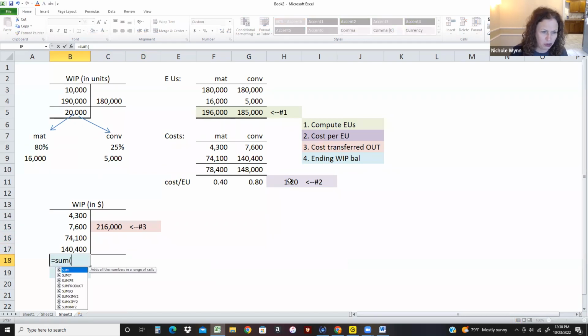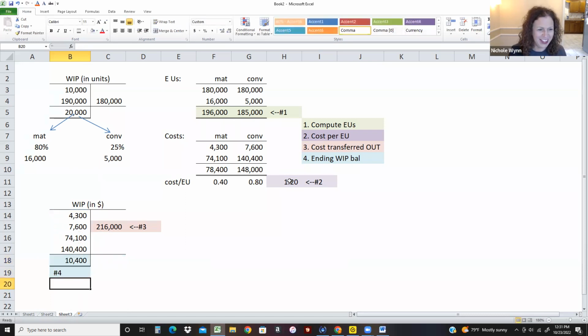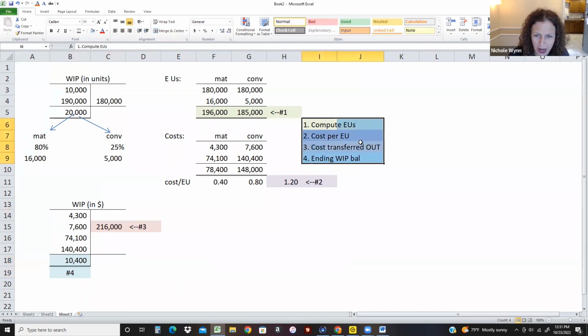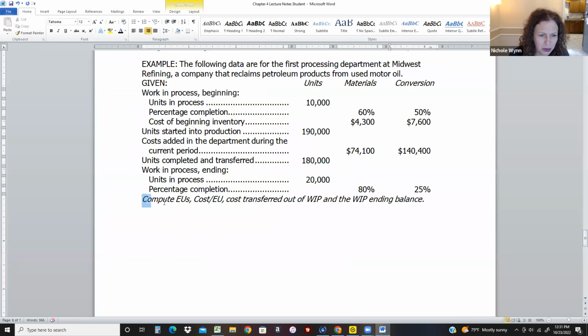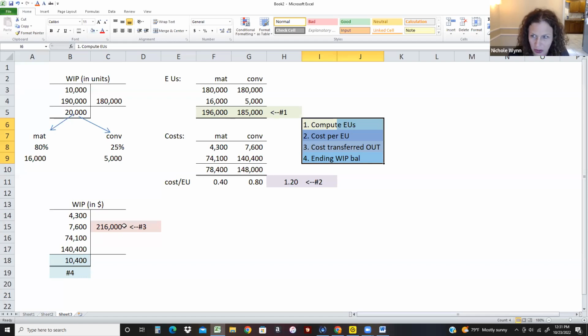And then ending WIP is just a formula, like just a WIP account. So those minus the 216. So 10.4. All right. And that's the answer for number 4. So when I look at this, I found each of my 4 items, and that's what it asked me to do. 1, 2, 3, and then 4, ending WIP. Okay. And so what I would literally do with this, the whole purpose of this is so I can do a journal entry to get this dollar amount out of WIP and send it to the next department.